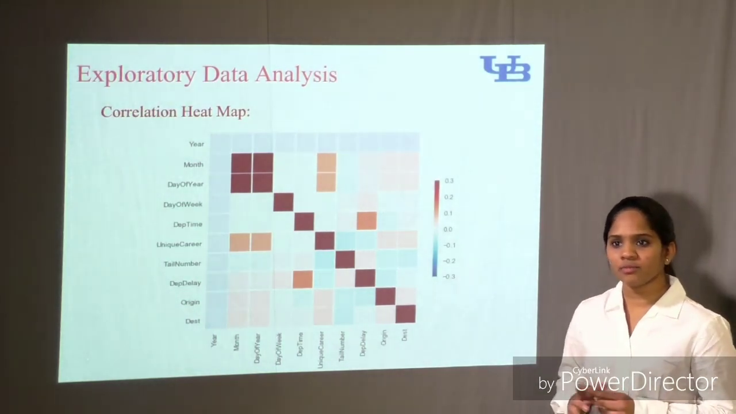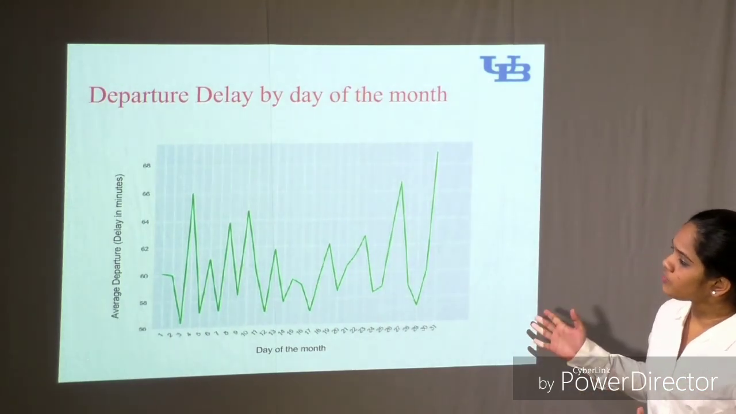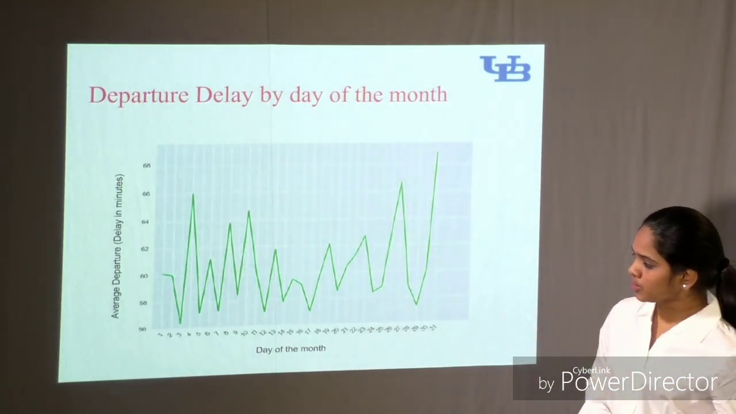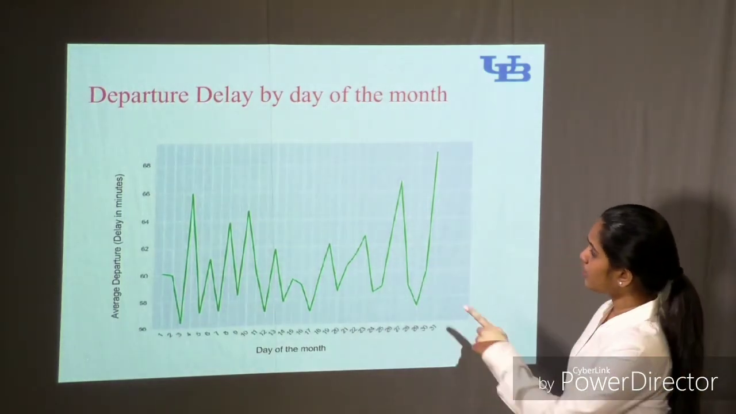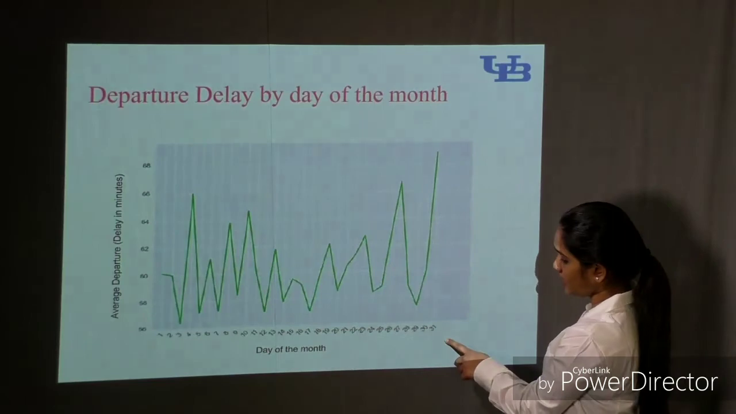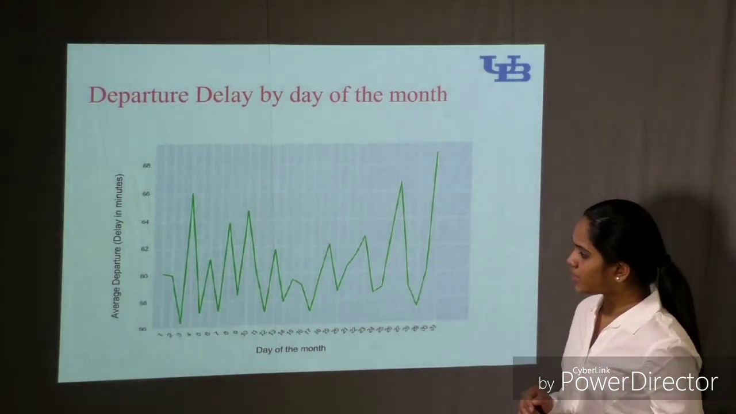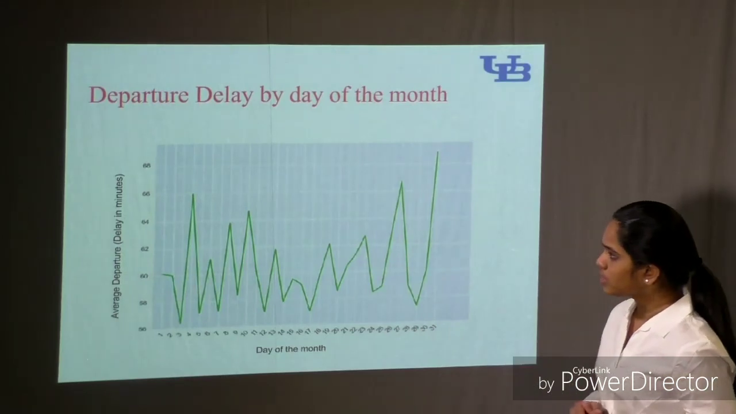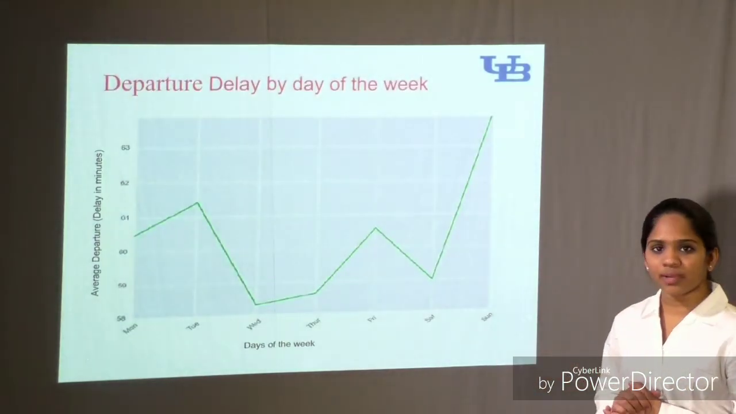And then when it comes to the next set of graphs, this graph is about the average departure delay plotted against the day of the month. You can see that the graph goes high at the end of the month, that is on the 31st, and then it's also relatively a bit higher in the first week and the last week. So the flights are usually more delayed at certain parts of the month.